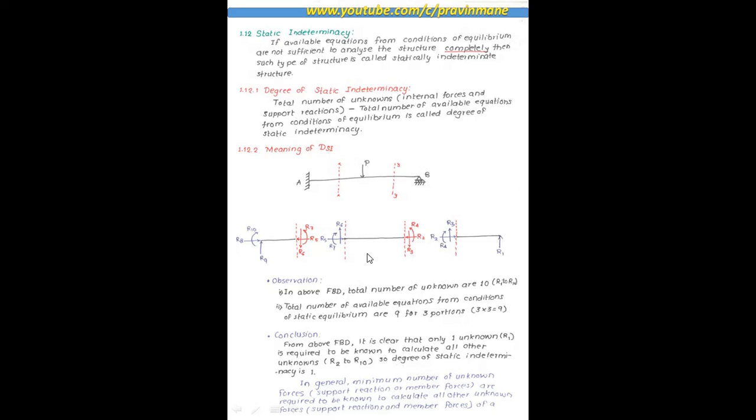So 3 into 3, 9. Then conclusion from the above FBD: it is clear that only one unknown, R1, is required to be known to calculate all other unknowns, R2 to R10. So the degree of static indeterminacy is 1. In general, the minimum number of unknown forces required to be known to calculate all other unknown forces is a support reaction. That will be the note in general. This is the way you should calculate the degree of static indeterminacy.